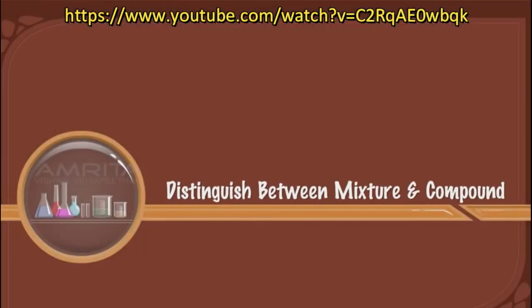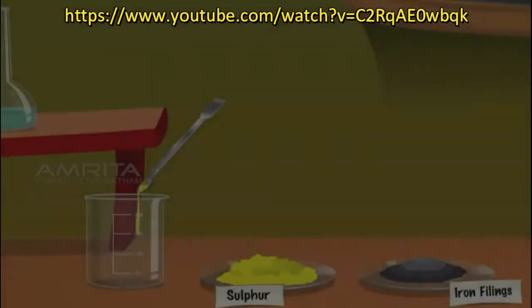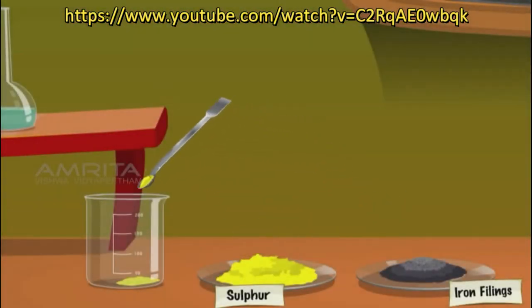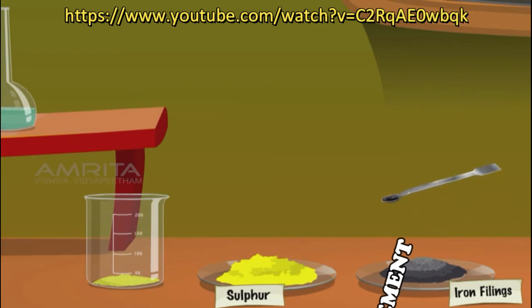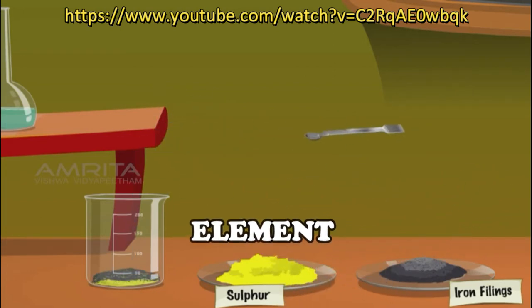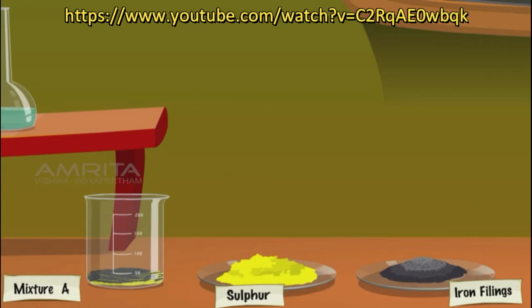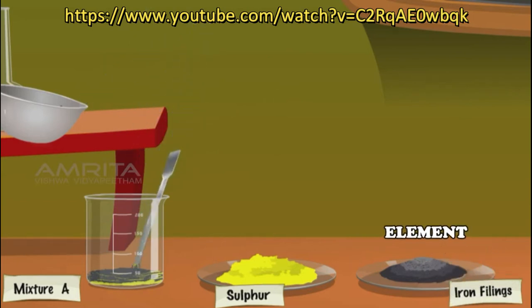Distinguish between mixture and compound. Using a spatula, take a small quantity of sulfur powder and transfer it into a beaker. Add a small quantity of iron filings into the same beaker using a spatula. Stir the contents of the beaker using a glass rod and label this mixture as A. Take a china dish and using a spatula transfer a small quantity of the mixture into it.